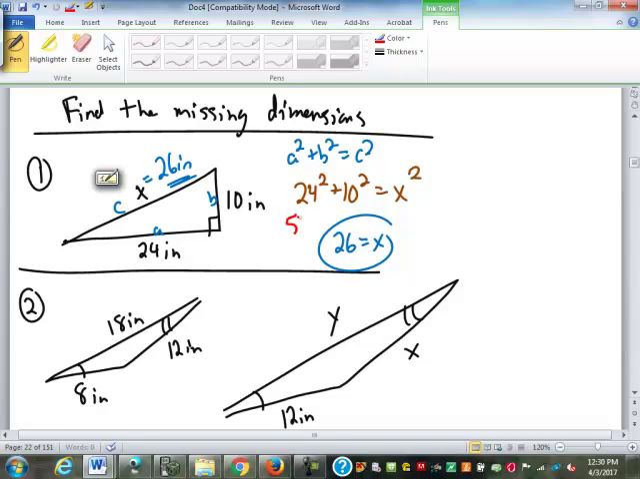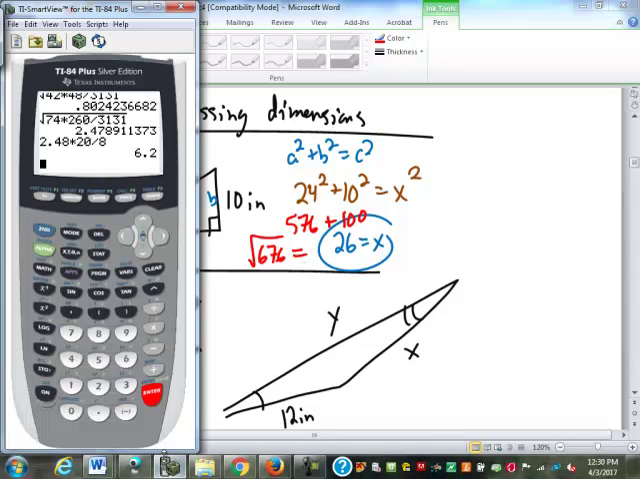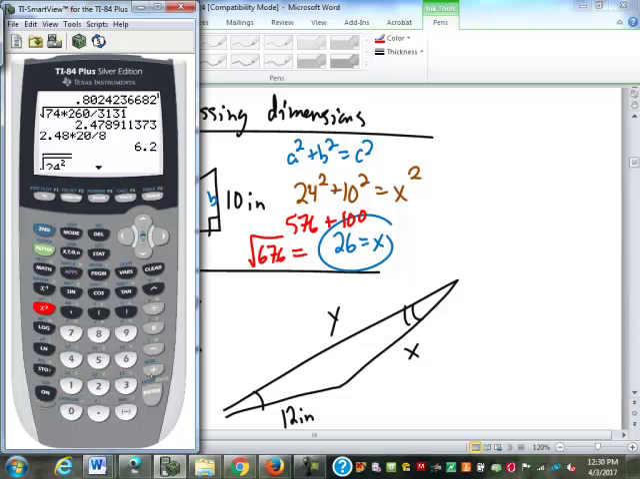24 squared is 576. 10 squared is 100. That adds up to 676. The square root of that is 26. If you're going to enter it in your calculator, I would just do second square root 24 squared plus 10 squared.